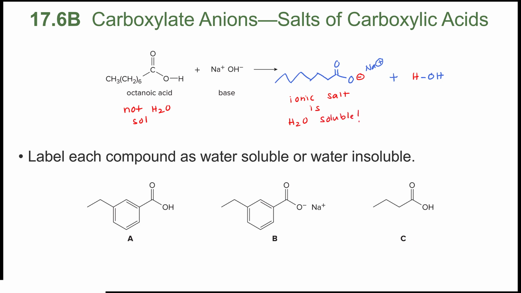Okay, so we're going to look at these and label them as water soluble or insoluble. This benzoic acid derivative, which happens to be meta-ethyl benzoic acid, has greater than 5 carbons for the carboxylic acid, so this is not soluble. But the salt version of that is, so this is H2O soluble. And butanoic acid has fewer than 5 carbons, it has the good ratio, so this one is also water soluble.